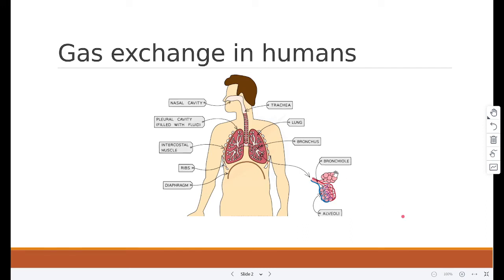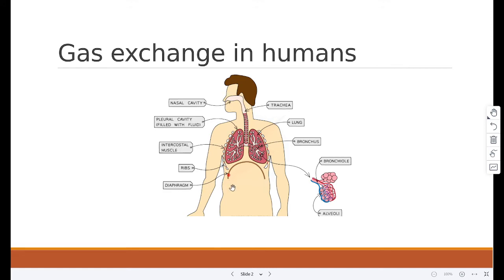Gas exchange in humans. So this is the nasal cavity, and these are the ribs right over here. This is the trachea, this is the lungs, this is the bronchus. So these are the ribs right here. Now the ribs are basically bone structures that protect internal organs such as the lungs.